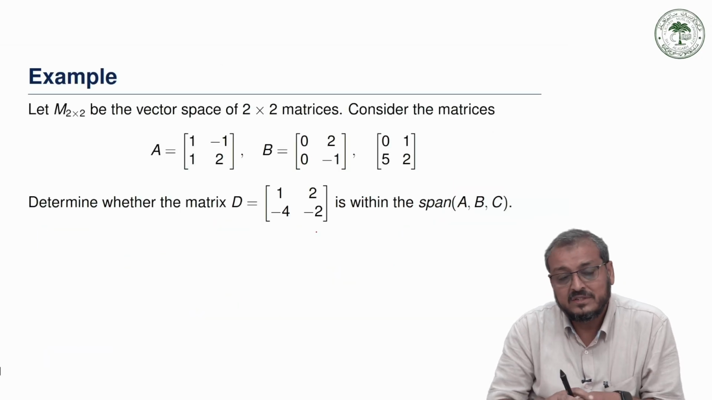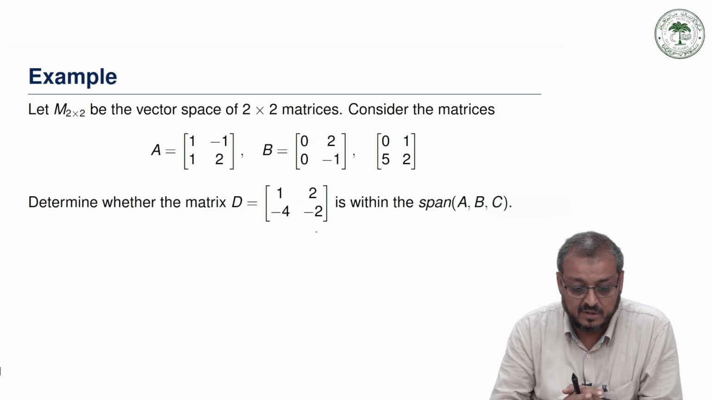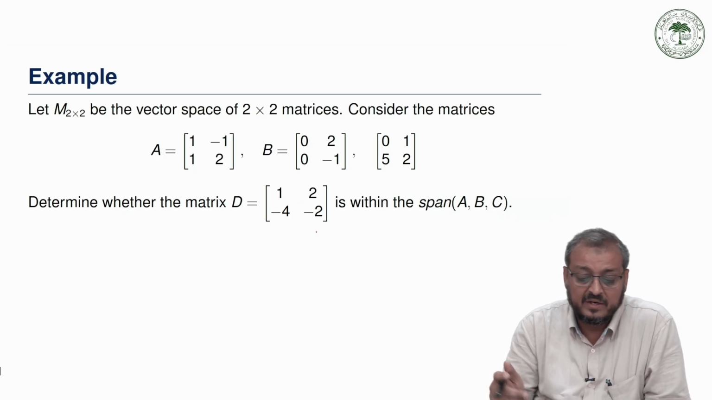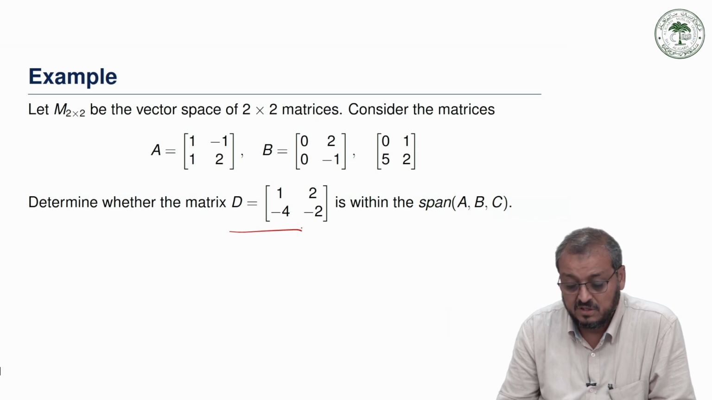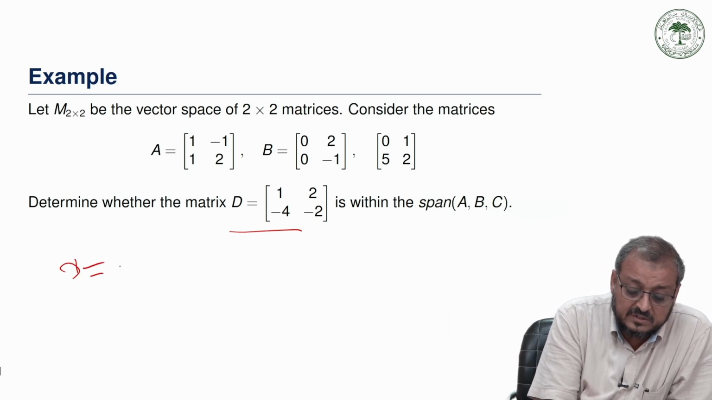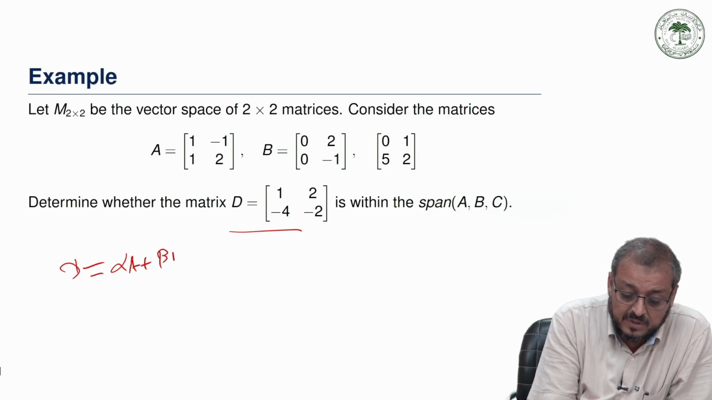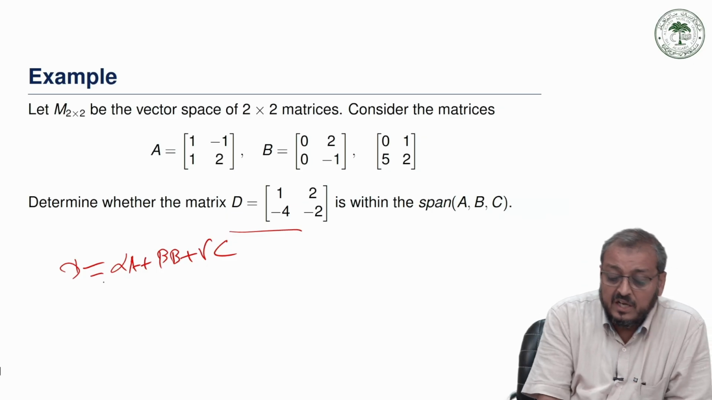Okay, so now I will go through one more example related to 2 by 2 matrices over the reals. Consider the matrices A, B, C. Now determine whether D is in the span of these. If D is in the span of these, it means D can be written as alpha A plus beta B plus gamma C.